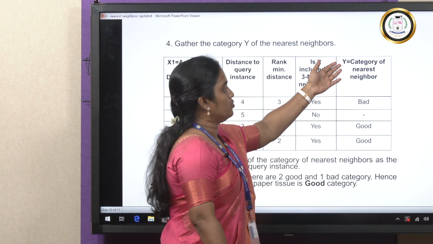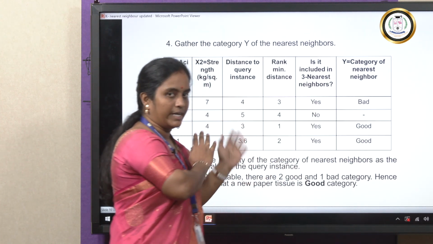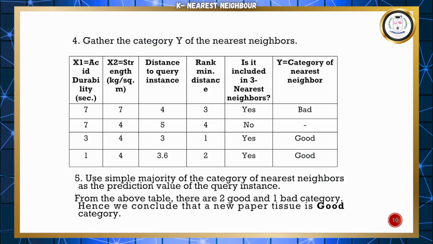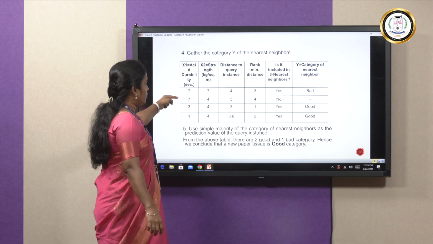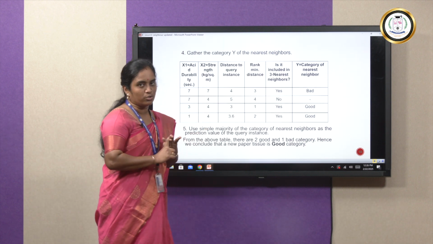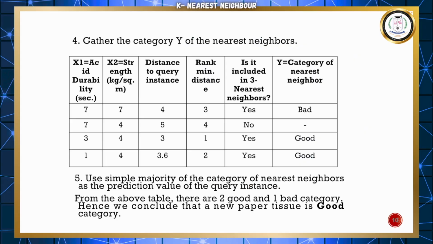The next column is the target variable that was given in our data set earlier. The first data record was said to be bad, the third was said to be good, and the fourth was said to be good. Why didn't we consider this one? Because it is not in our neighbor group at all. So we consider data records 1, 3 and 4, out of which we have 1 bad and 2 good. So the majority class is good, and so the new data instance, x1 equal to 3 and x2 equal to 7, is obviously in the good category.